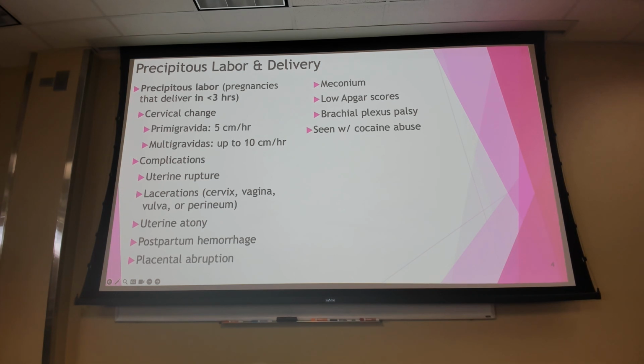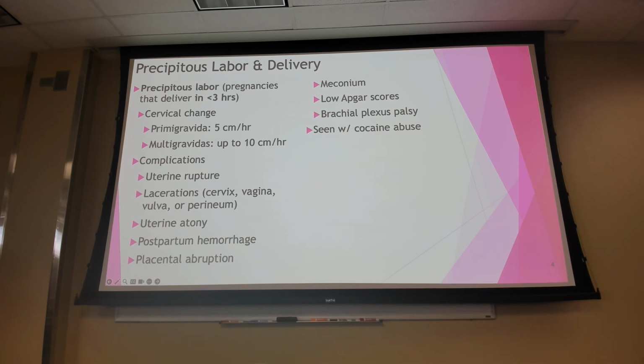There's a lot of complications associated with it because the body's not ready for it. Increased chance of uterine rupture, increased chance of significant lacerations in the perineal area because the baby's coming out so quickly. There's almost no time to slowly bring the baby out. Increased risk of uterine atony, which means the uterus doesn't tighten up the muscle tone, which ultimately leads to a higher chance of postpartum hemorrhage as well. And then placental abruption, where we just pull that placenta right away from the lining of the uterus.